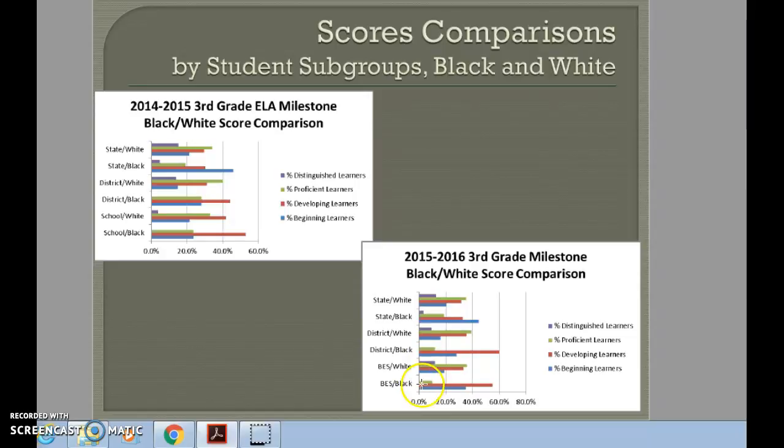So that is definitely something that we need to focus on, making sure that the black student population at BES, that there are some students who do score proficiency levels that are in the distinguished learner category, and then still looking at that gap in the beginning learners category and trying to lessen that between our Black and white population of students at Blackshear Elementary School.